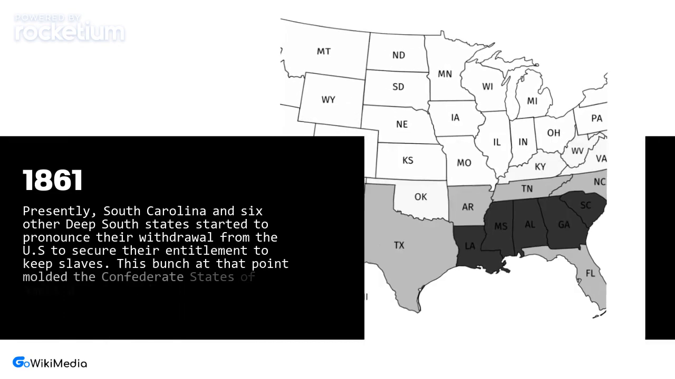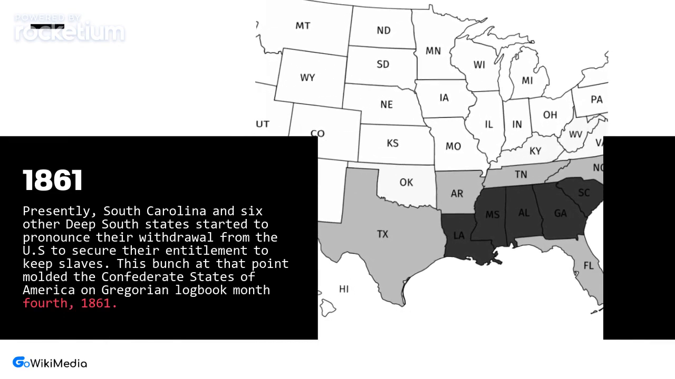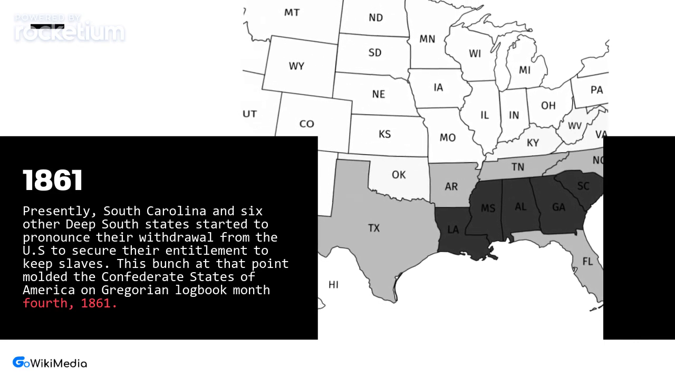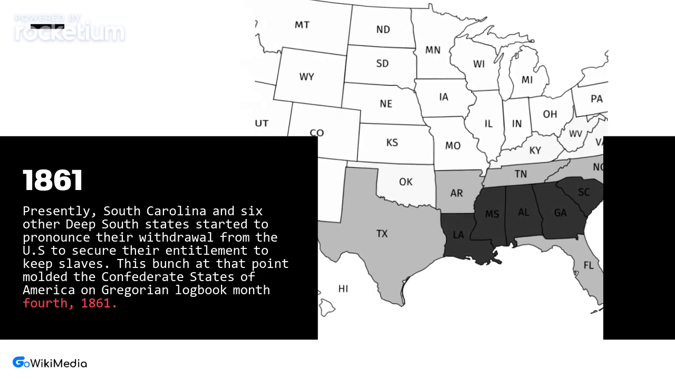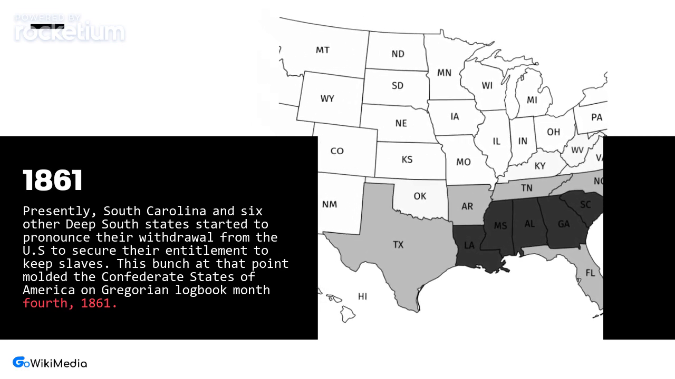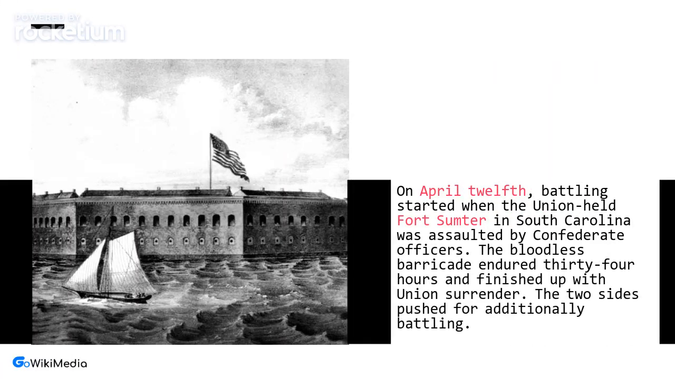Presently, South Carolina and 6 other Deep South states started to pronounce their withdrawal from the U.S. to secure their entitlement to keep slaves. This bunch at that point molded the Confederate States of America on February 4th, 1861. On April 12, battling started when the Union-held Fort Sumter in South Carolina was assaulted by Confederate officers.